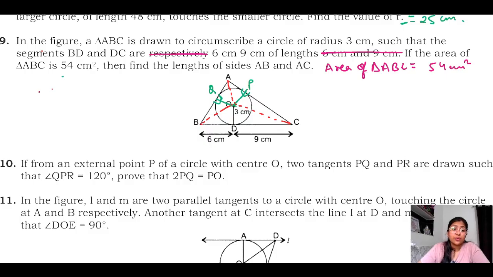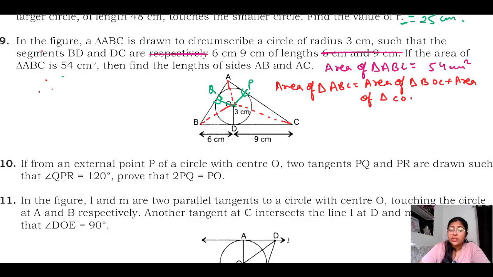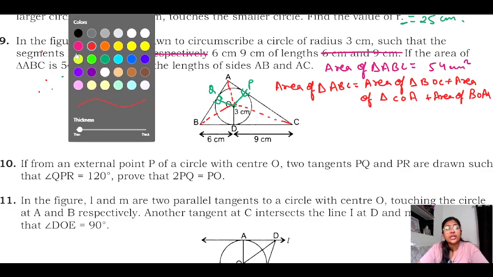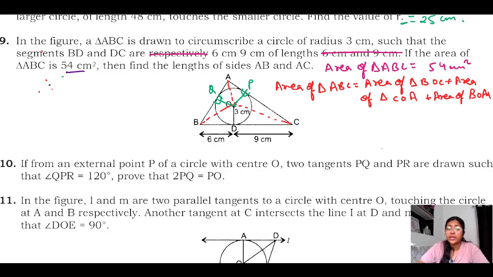And we also know, according to this, area of triangle ABC equals area of triangle BOC plus area of triangle COA plus area of triangle BOA, yes or no? If you add these three triangles' areas, their sum must equal the bigger triangle area, that is 54 centimeter square. Yes, write down 54 centimeter square.